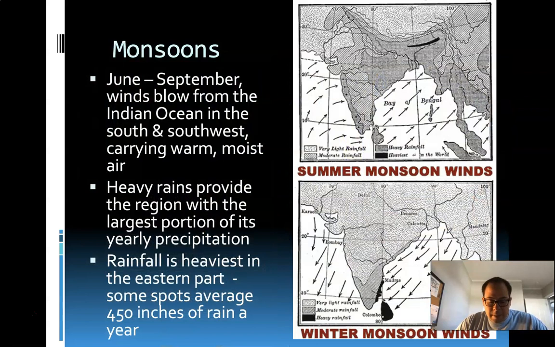Between June and September, winds blow from the Indian Ocean in the south and southwest, carrying warm, moist air. Then heavy rains provide the region with the largest portion of its yearly precipitation. Rainfall is heaviest in the eastern part. Some spots receive at least 450 inches of rain a year on average. So they're getting a lot of rain, and this shows those wind patterns, how they're switching directions from summer to winter.